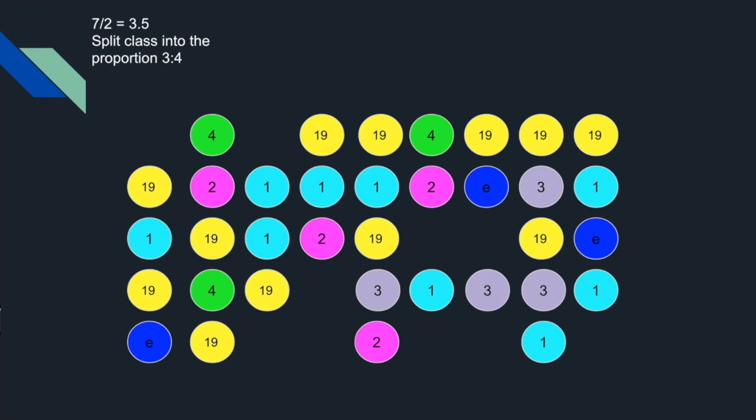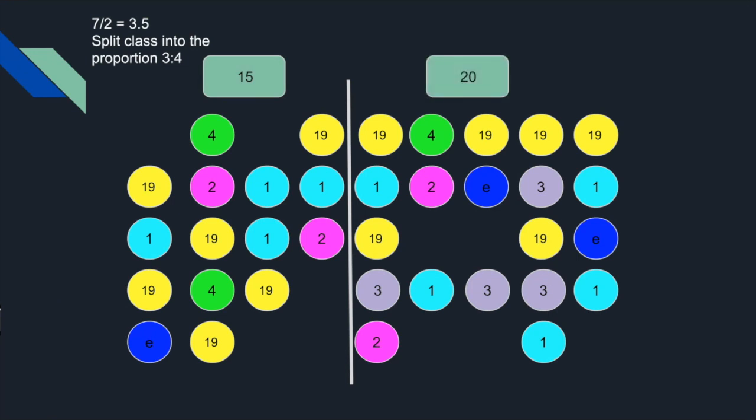To use the shortest split line algorithm, we must split the class into a 3/4 ratio with the shortest line possible. The students notice that the shortest line is here, with one side having 15 students and the other side having 20 students. We can see that dividing the class into a group of 15 and a group of 20 is a 3/4 ratio, because when we divide 15 by 20, we get 0.75, which is the same number we get if we divide 3 by 4. Thus, the class is split into a 3/4 ratio.